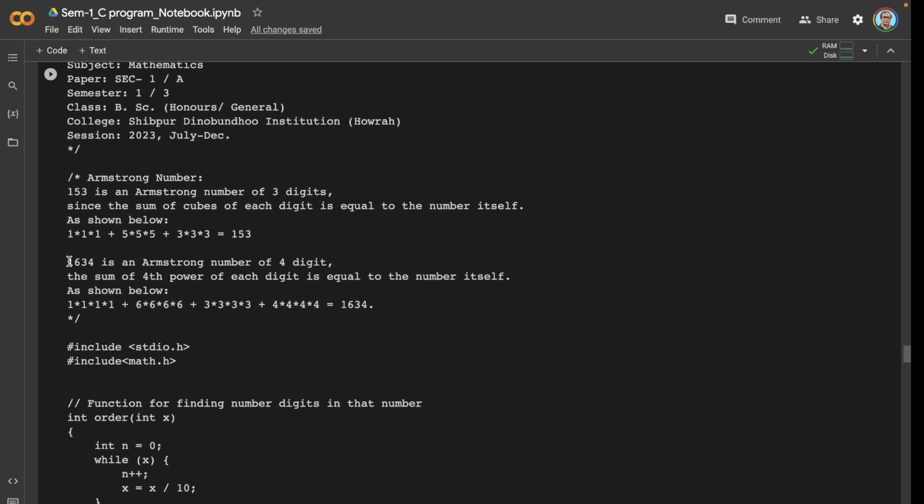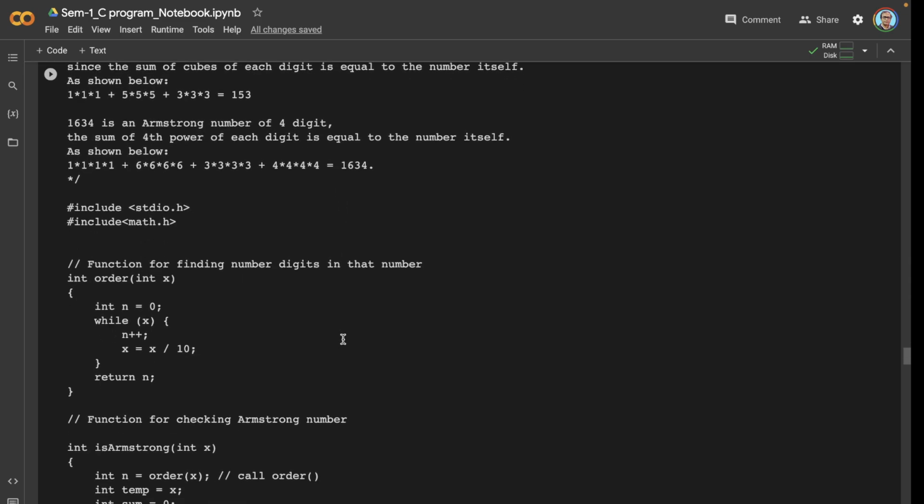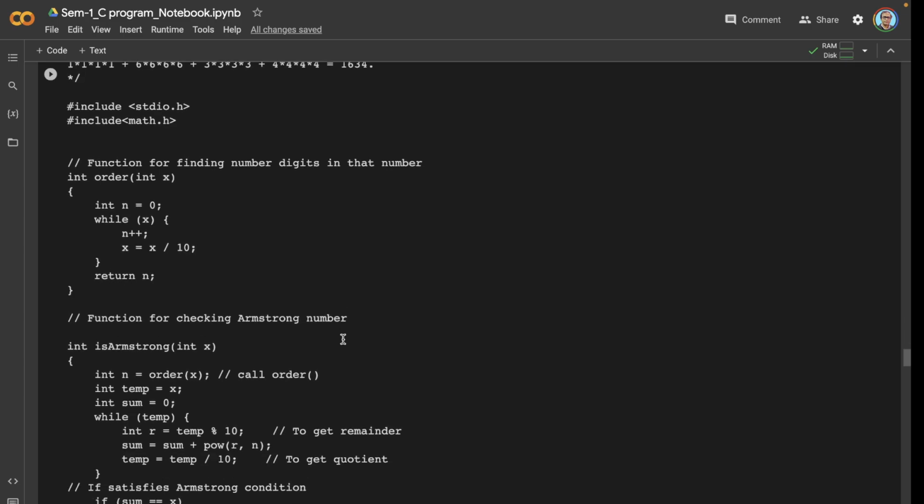For 4 digits, 1634. So 1 to the power 4 plus 6 to the power 4 plus 3 to the power 4 plus 4 to the power 4 equals 1634. So 1634 is an Armstrong number. So here include the math.h header file.